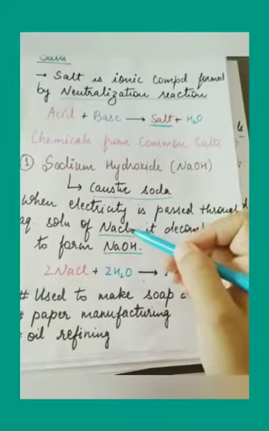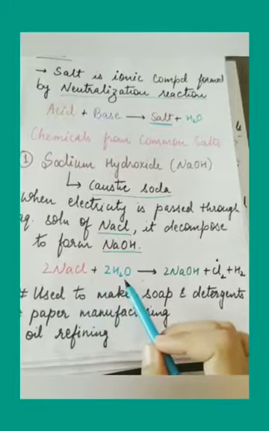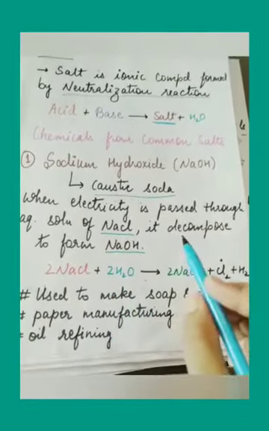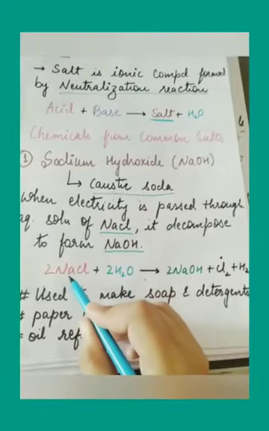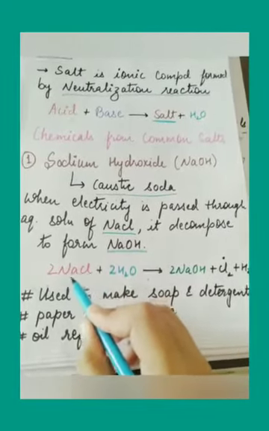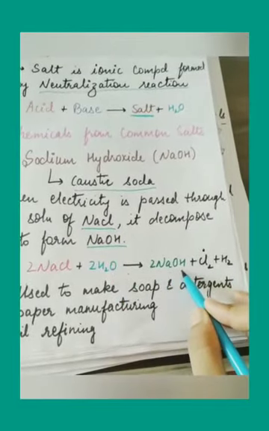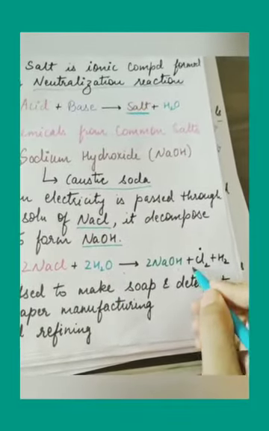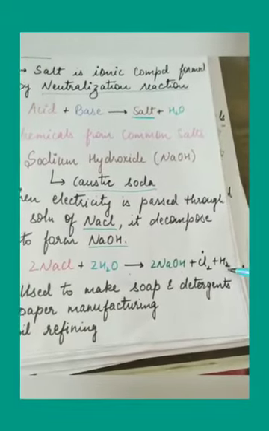When we take a solution of NaCl, it means NaCl is present and water is present. When electricity is passed through this solution, what happens? Na and Cl break down and Na comes with the OH of the water and NaOH is formed. Chlorine is formed and hydrogen is formed, right?